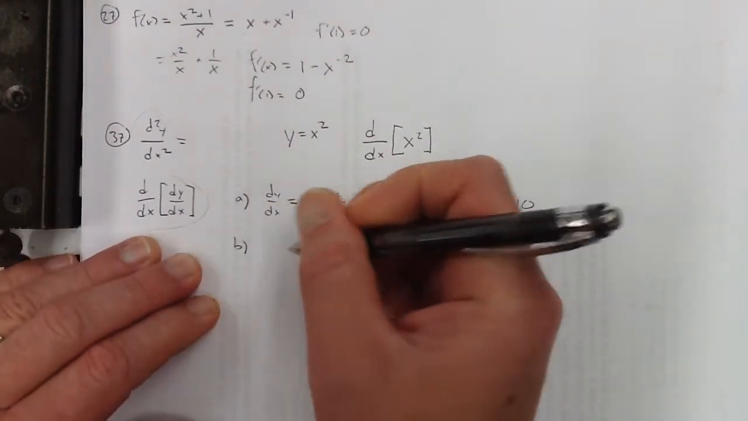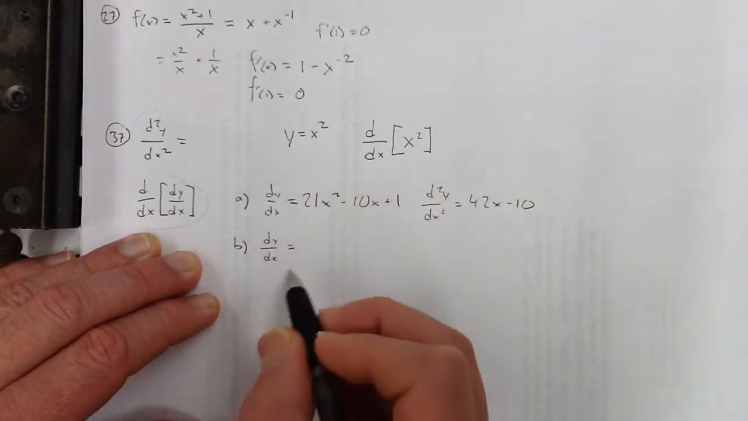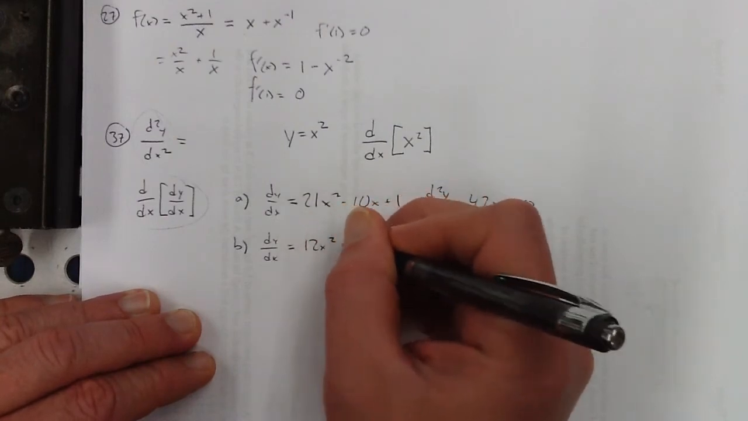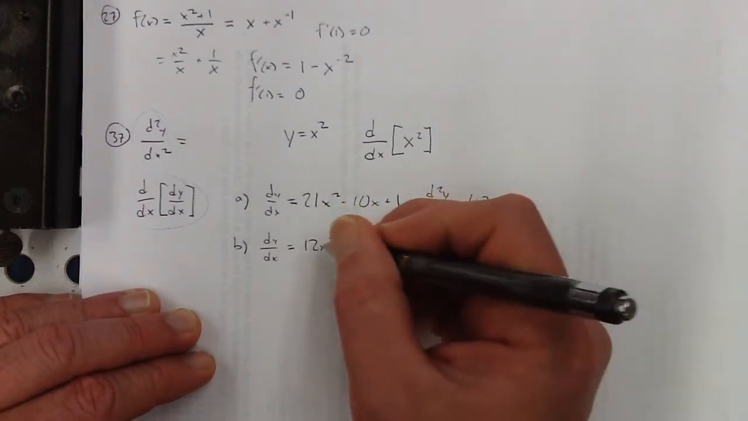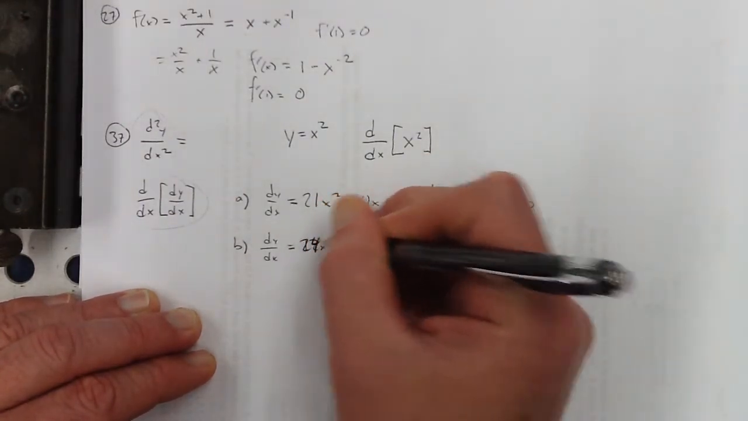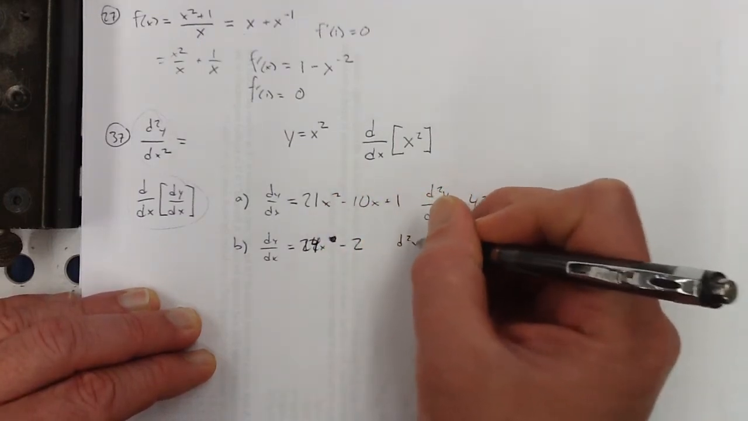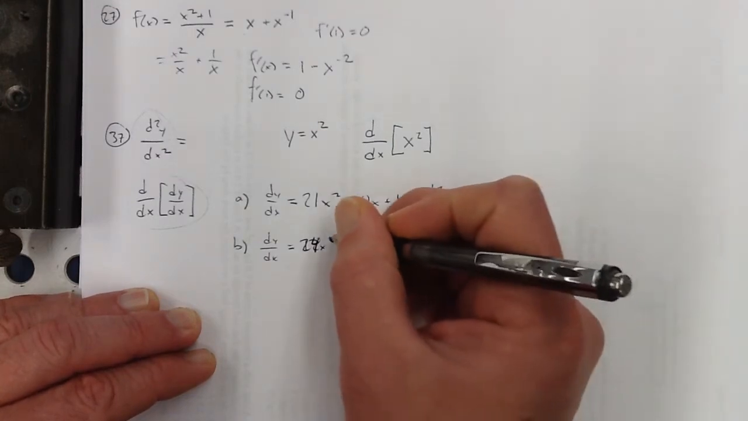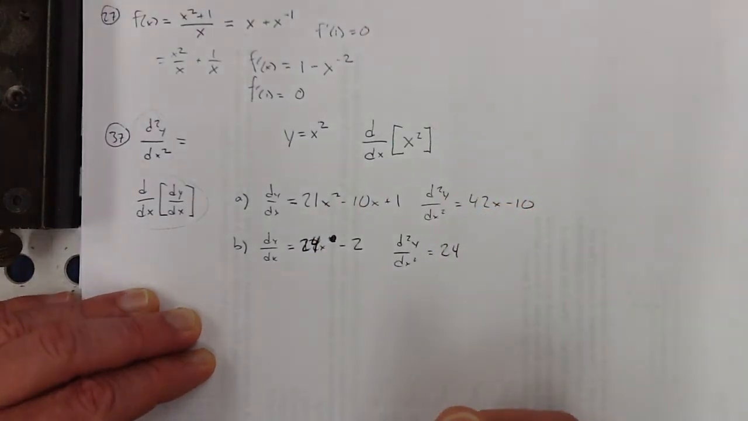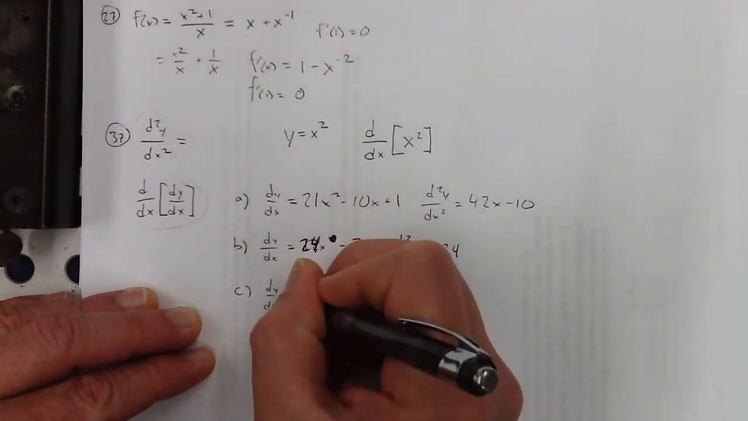B, first derivative. I'm not copying down the problems, but I am writing complete mathematical sentences because I care about things that are true and beautiful in this world. Oops, I just said I'm not writing down the problem, and then I wrote down the problem. That's hilarious. So sorry, that's 24x minus 2, and then the second derivative is just 24. Right?